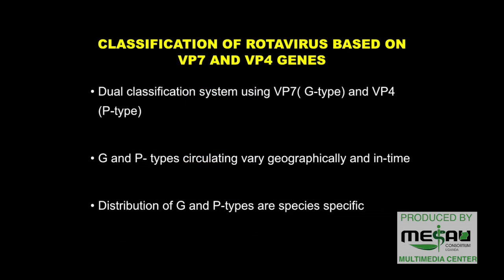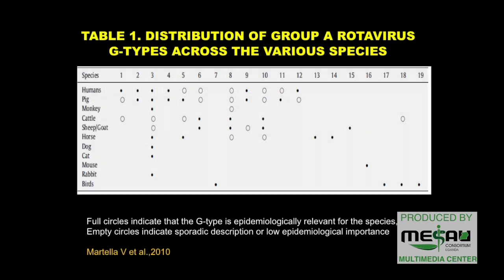This classification of rotaviruses using VP7 and VP4, that outer layer, classifies them into either G-type or P-type, and the circulation varies geographically and also in time. This distribution is also species-specific. What do I mean? If you look at the G-types, for example, in humans, the most common G-types are 1, 2, 3, 4, and 9, and 12. And these ones which are in samples, these ones are rarely seen, and these ones are not seen.